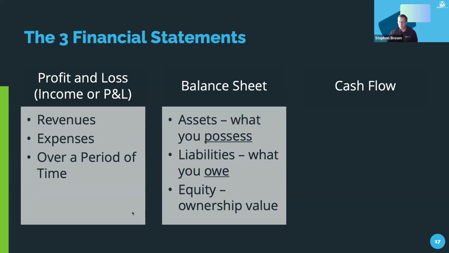The balance sheet represents the assets, what you possess. So that could be cash, that could be inventory. That could also be these more obscure accounting concepts like prepaid expenses. So I bought a piece of software, but I bought it for 12 months. Where does that purchase go? Well, it's an asset.